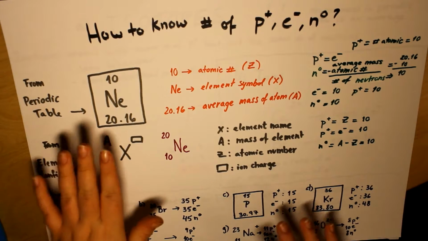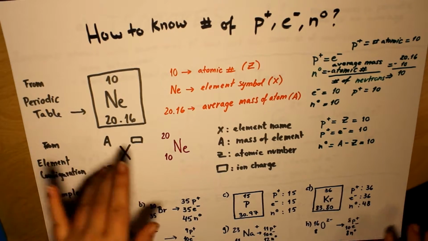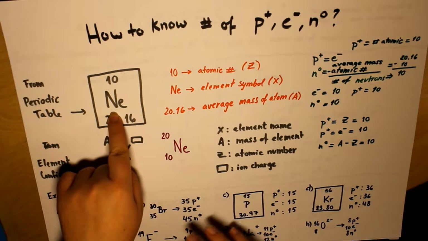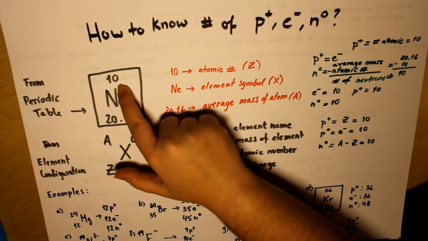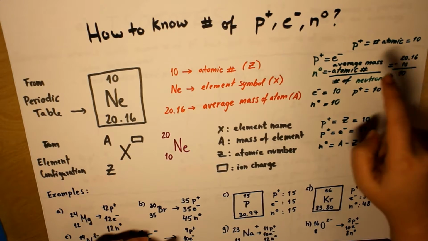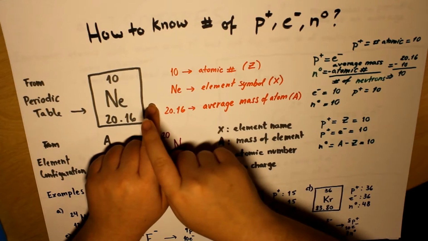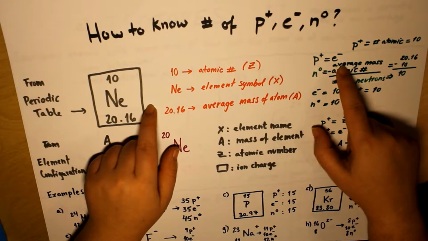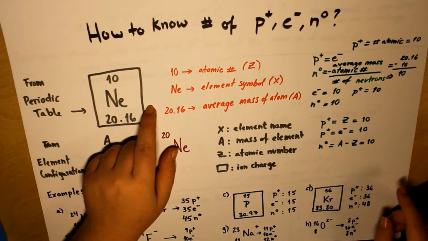So now let's take a look at how to know the number of protons, electrons, and neutrons. Firstly we're going to do it from the periodic table, and then from the element configuration, which is this. So if we take a periodic table, this is what neon would look like. This right here is the atomic number, and it is also equal to the number of protons. So that means you have 10 protons in neon and 10 electrons in neon, because the number of electrons is equal to the number of protons.